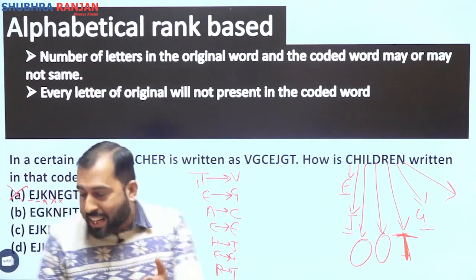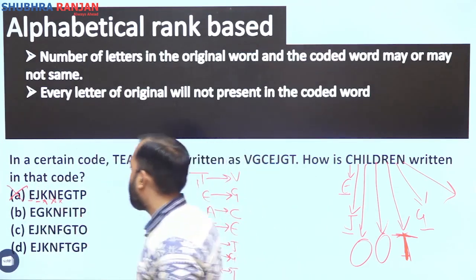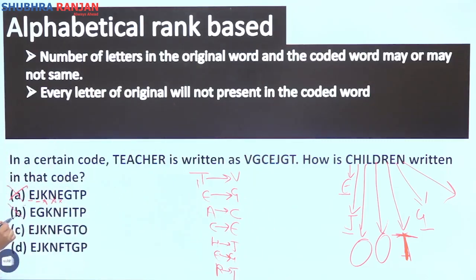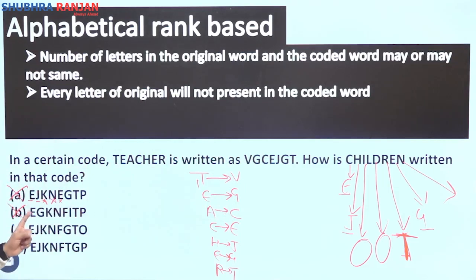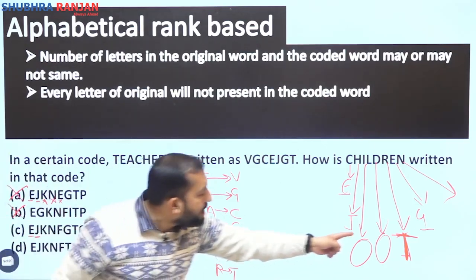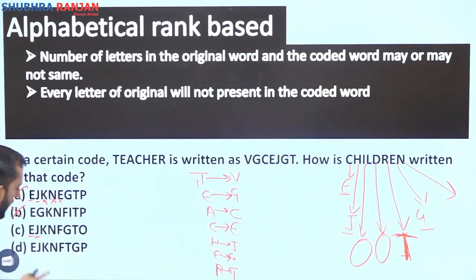Right. Next, what about this one? Again, not my choice as per this pattern. I don't know the rest of the letters, but as per this pattern, the second is not my choice again. What about this third one? The first letter is E, the second is J. My fifth letter should be T. The fifth letter of the answer should be T.